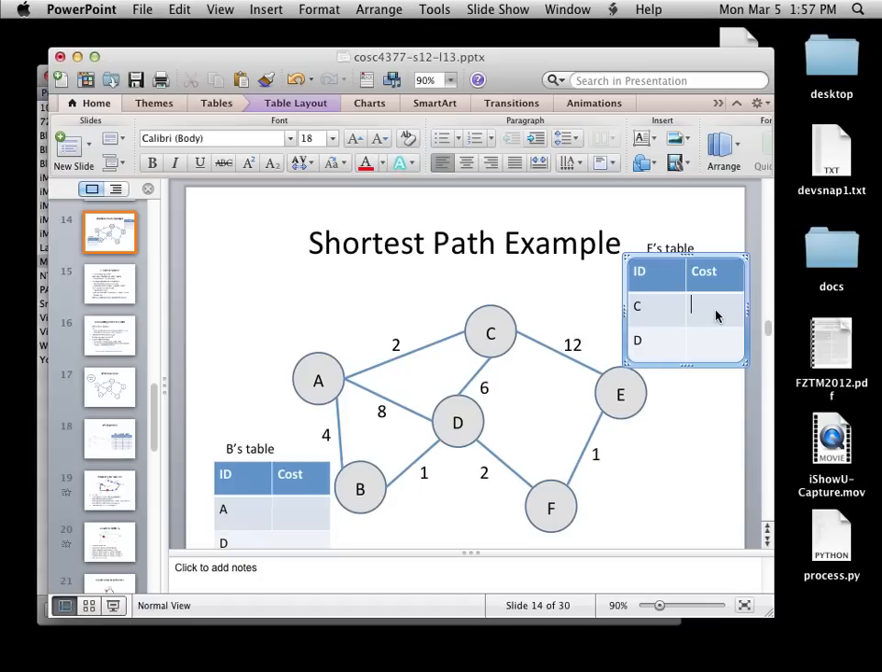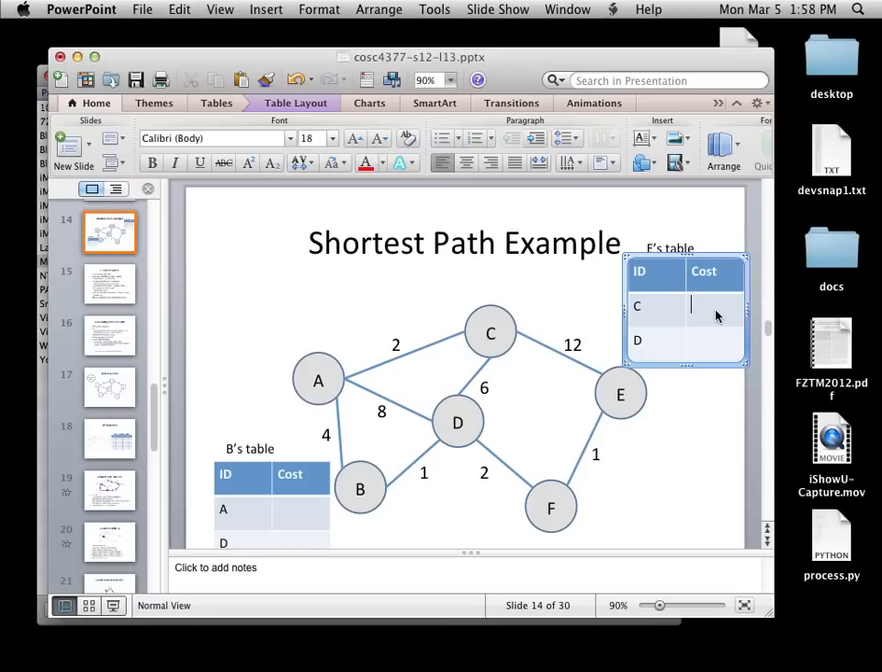So we're looking at E's table. If E had to send a packet to C, that's what we're talking about, right? First row. So what's the cost of the best path from E to C? 9. Why is it 9? Someone mentioned 9. Go through F and then to D and then to C. Yeah. And we're assuming an additive metric, right?